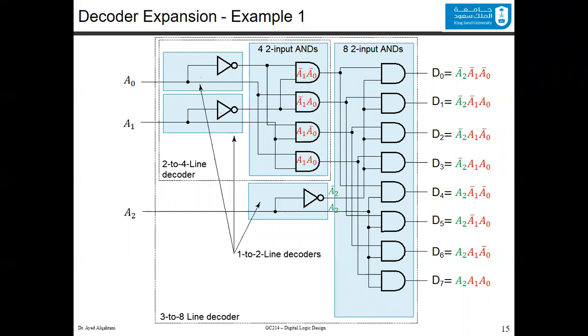And you can see the behavior of the decoder expansion. You will have inverters, a group of ANDs, and another group of ANDs. And if you have more expansions, you will have more groups of ANDs. Similarly, here you have inverters and so on.